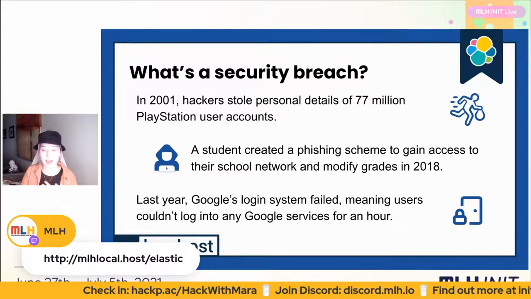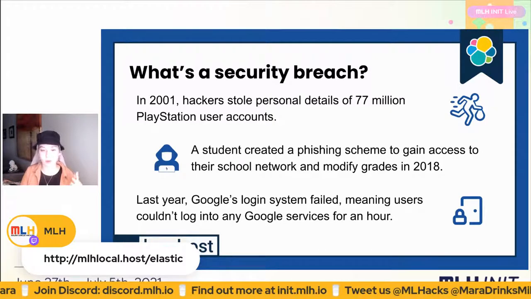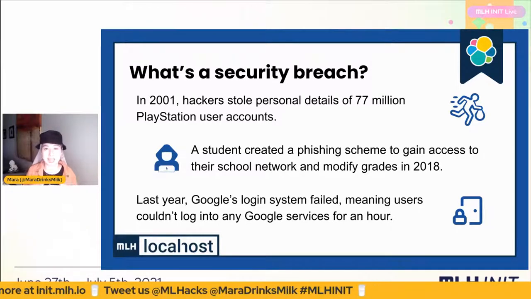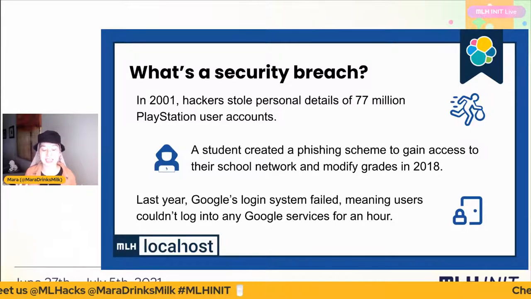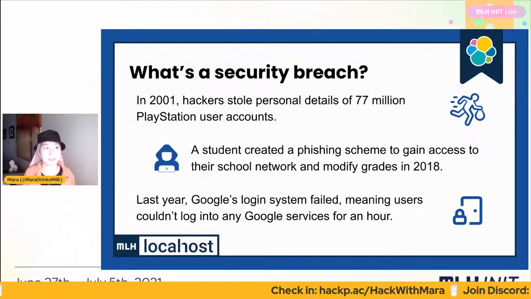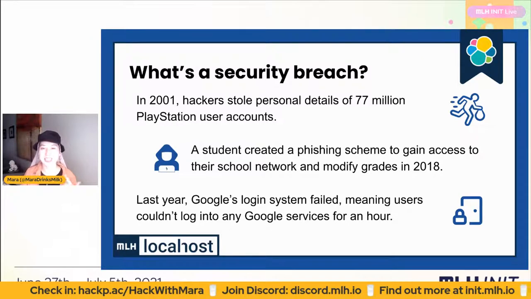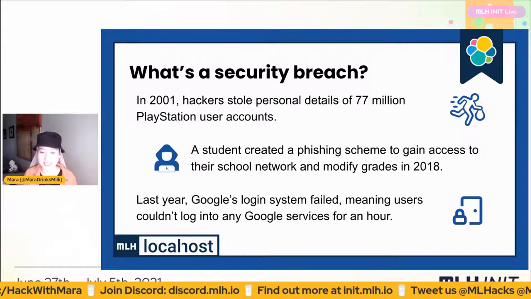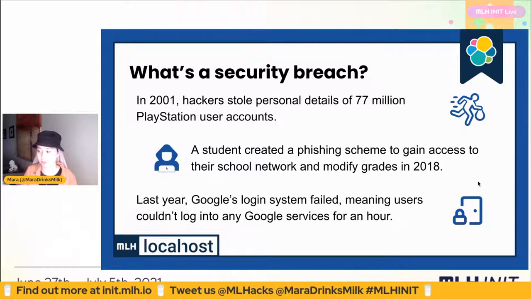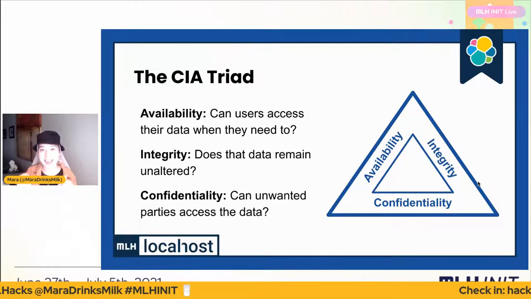Okay. And then in 2018, a lot more recently, a student was able to create a phishing scheme. A phishing scheme just means that you pretend to be someone you're not, to gain access to their school network and modify grades in 2018. So they're able to change what their grade was. And, not gonna lie, that's something out of the movies. And then even just last year, Google's login system failed, which means people couldn't use any Google services for an hour, okay? And these all fall under the CIA triad.